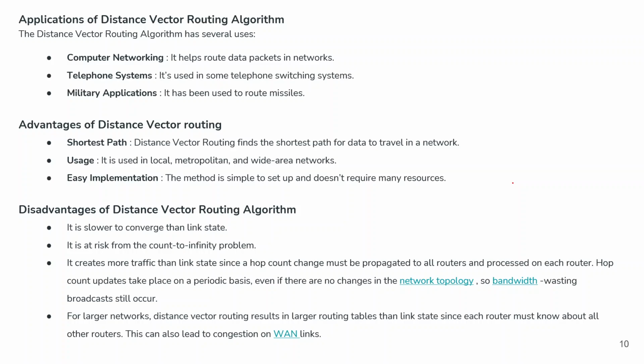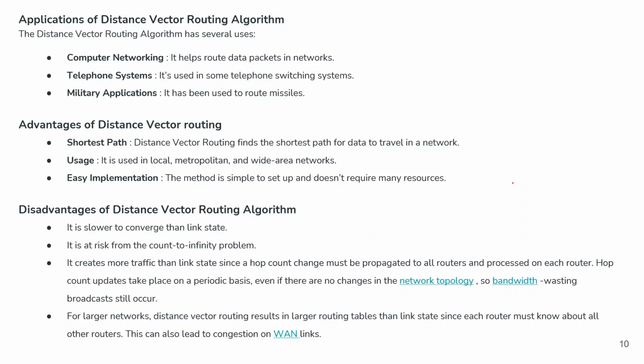Now, what are the advantages of the distance vector routing algorithm? First one is the shortest path. Distance vector finds the shortest path for data to travel in the network. Then the usage: it is used in local, metropolitan and wide area networks. Easy implementation is there. The method is simple to set up and doesn't require many resources.